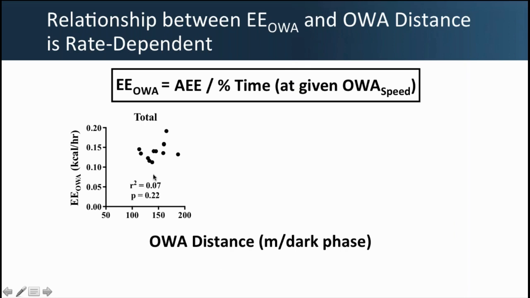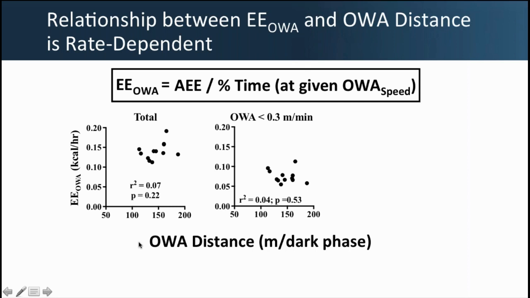And all of this was before they had access to a wheel. So this is not with the wheel. This is just exclusively basal cage behavior. And what we found was when we looked at the total energy expenditure attributed to off-wheel activity, there was no relationship with off-wheel activity distance.